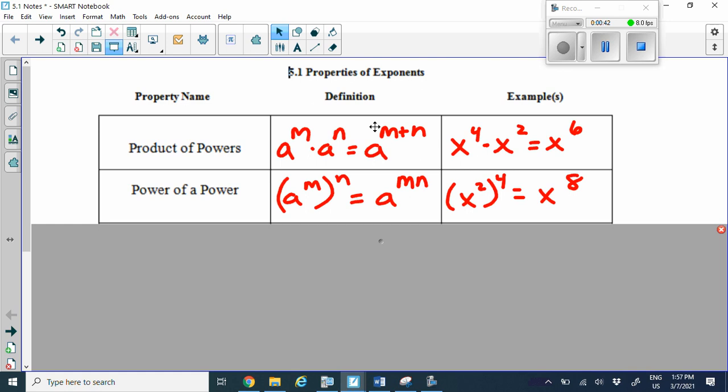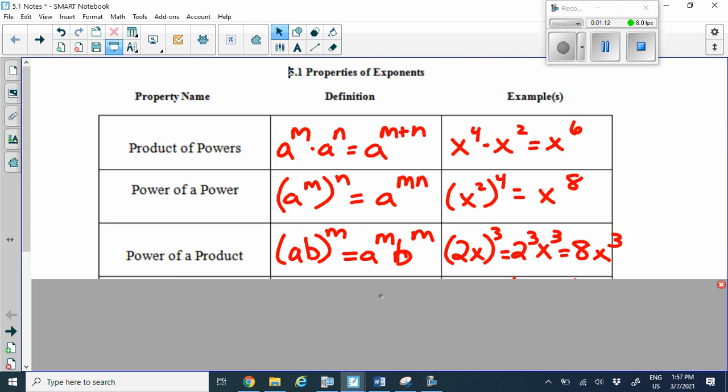Okay, power of a power. This is when you have a base, it has an exponent, and then it's raised to another power. So what happens is we take those two powers and multiply them. Here, our base is x. We have x squared, but then we raise that to another power of 4. So we keep the base x exactly the same, and we multiply the two exponents, 2 times 4, to give us 8.